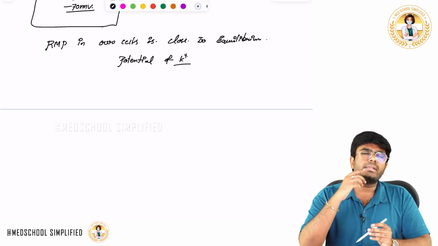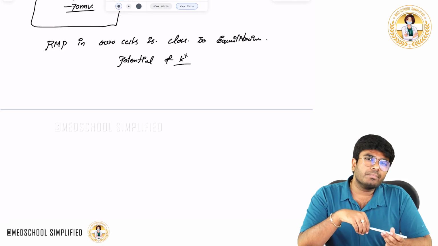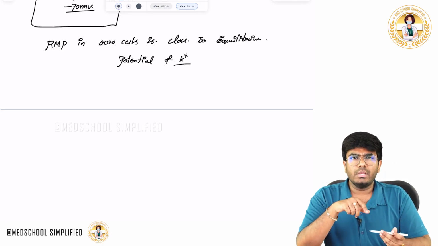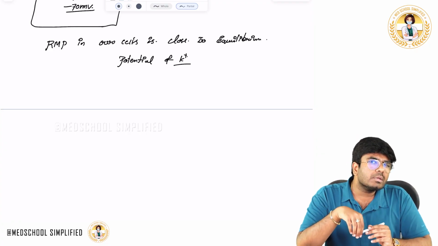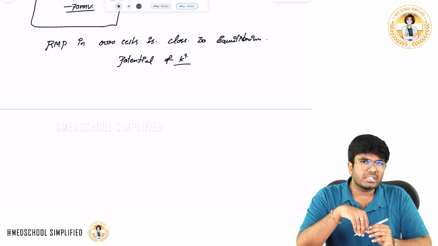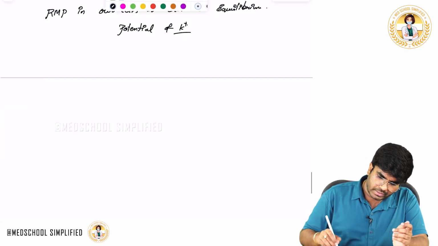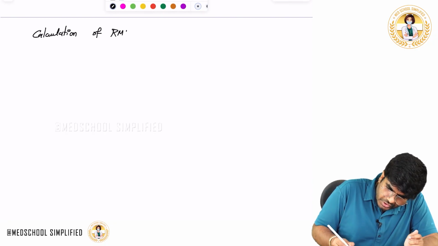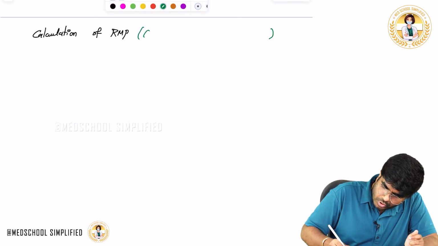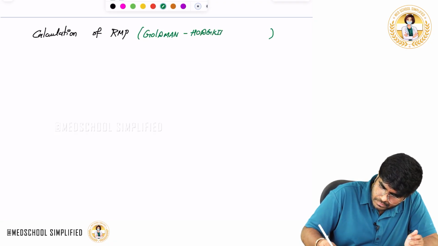Now how to calculate the resting membrane potential? You know how to calculate the equilibrium potential of a particular ion: the concentration of ion outside the cell by the concentration of ion inside the cell, logarithm, the Nernst equation. But can the Nernst equation be used to calculate the resting membrane potential? No. There is a different equation for calculation of resting membrane potential, that is Goldman-Hodgkin-Katz.